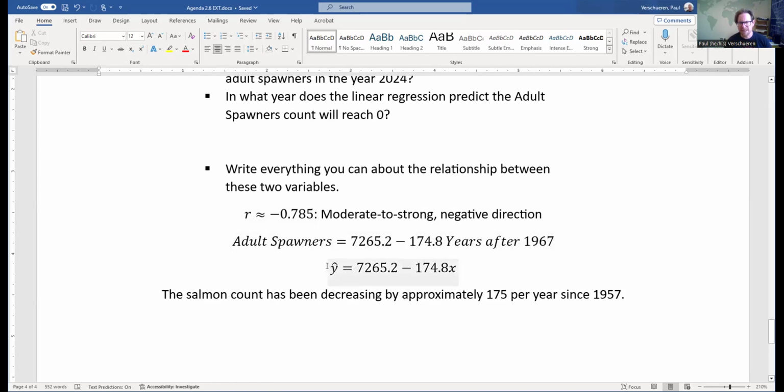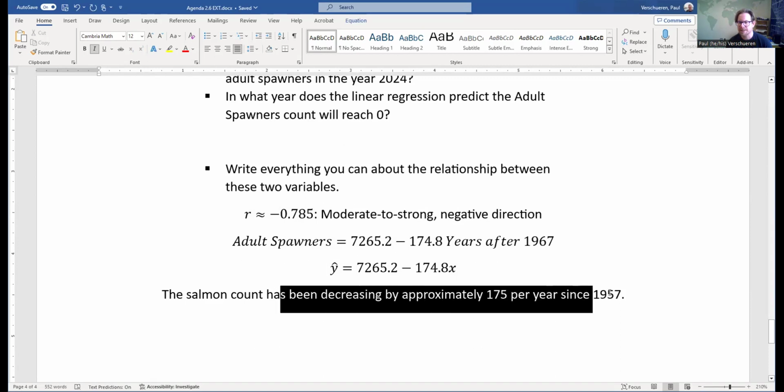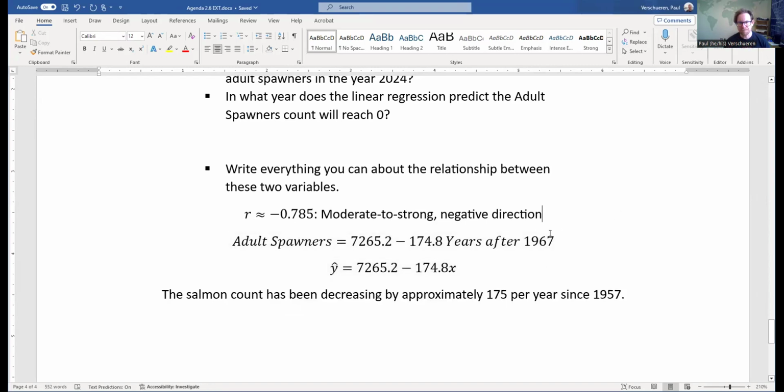So there's the equation. I'm going to simplify it so as not to have so many decimals, just rounded numbers: 7,265.2 minus 174.8 times X. So 7265.2 would be the predicted count for the year 1957. Then every year after that you're seeing a drop in salmon of approximately 175 per year, and that's the minus 174.8. Just to remind you, between the number 174.8 and the years after 1957, the X, there's multiplication happening there.